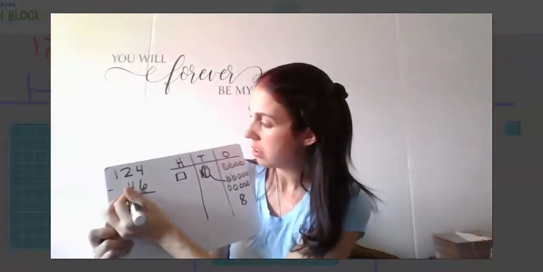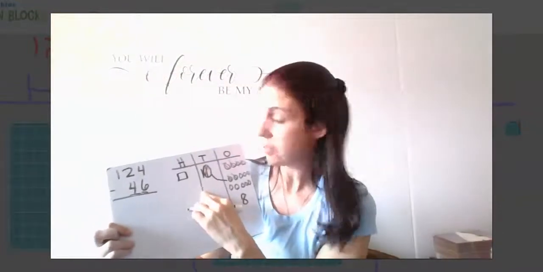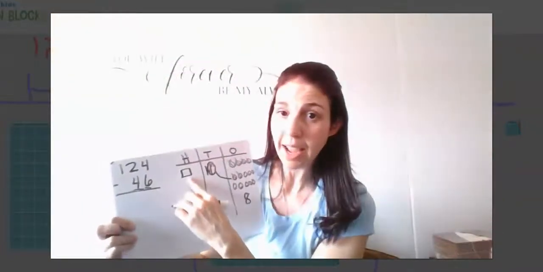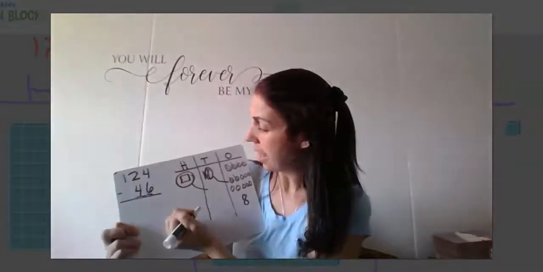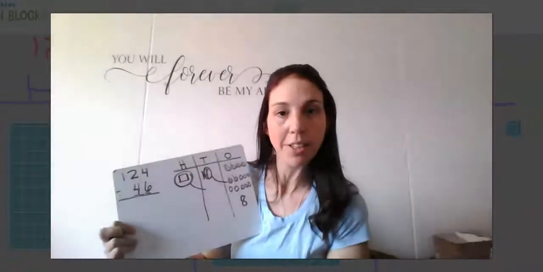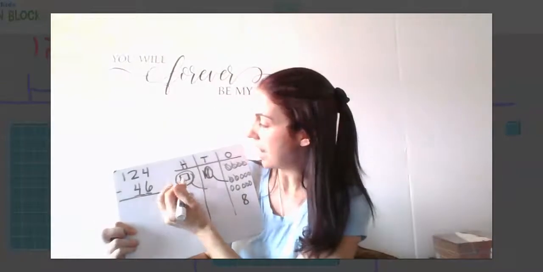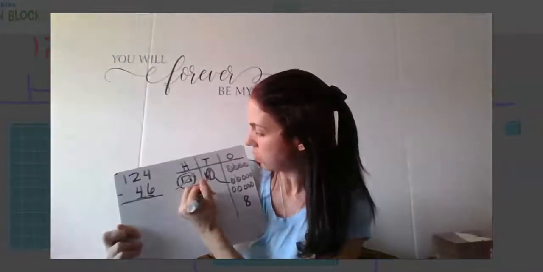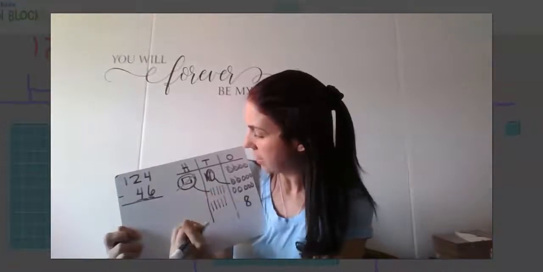Okay? Now I want to take away 4 tens. Do I have enough to take away 4 tens? Nope, I only have 1 ten left. So I'm going to come over to my hundreds and I'm going to bring it here, and how many tens am I going to draw? 10 tens. 10 tens make up 100. So 10 tens. 1, 2, 3, 4, 5, 6, 7, 8, 9, 10.